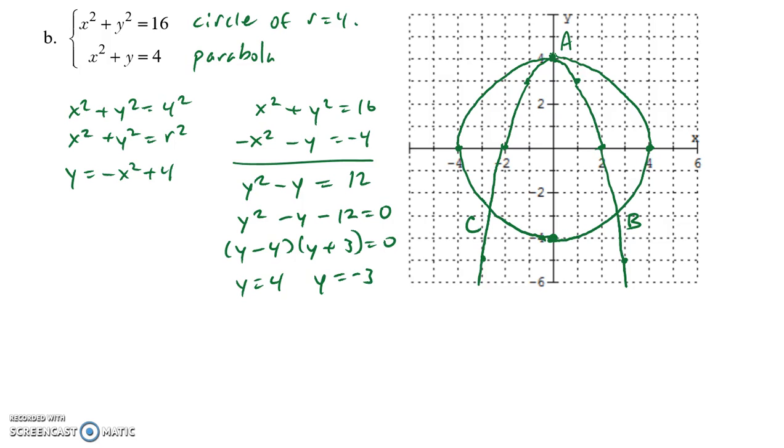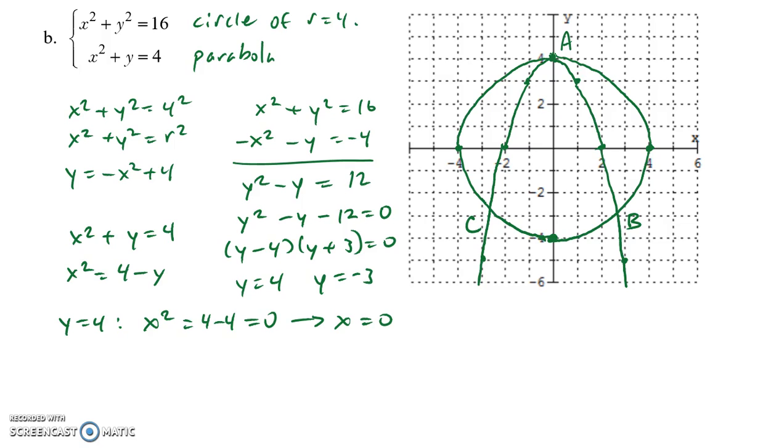I think I will choose to use the bottom equation, and I'm going to use a slightly different form. If I write the original form here, x squared plus y equals 4, and solve this for x squared, I can write x squared equals 4 minus y. This will just make it easier to solve for x when we substitute the y values in. So let's just do that now. For y equals 4, we would obtain x squared equals 4 minus 4, which is 0. And it would follow from that equation that x itself would have to equal 0.